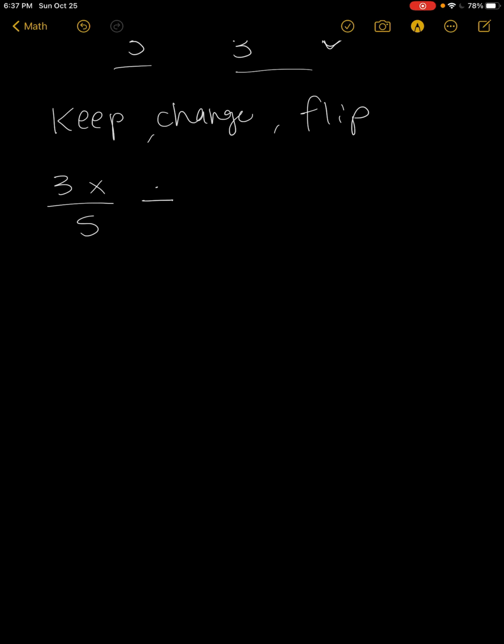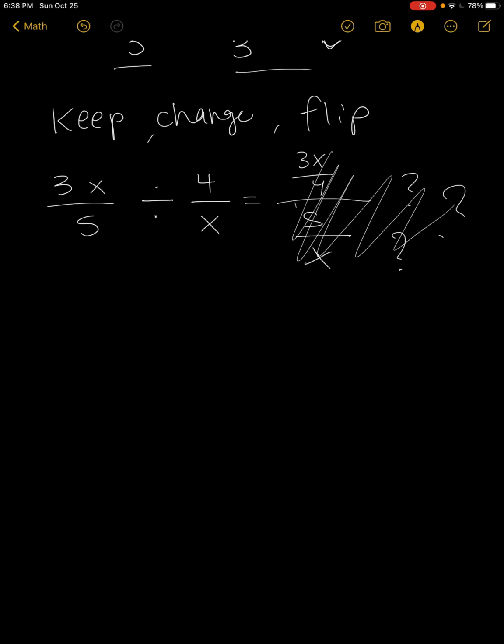Okay, so let's say we have 3x over 5 divided by 4 over x. Because if you try to just divide this, divide tops, divide bottoms, then you're going to get 3x divided by 4 over 5 divided by x, and it's like, whoa, how do I simplify this? This is really confusing. We don't want to do that.